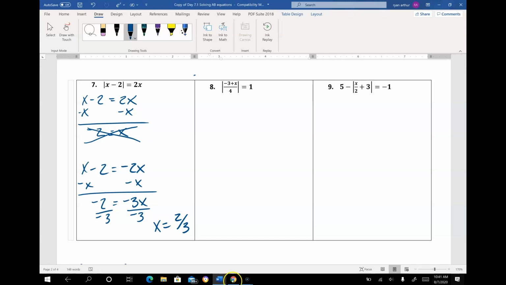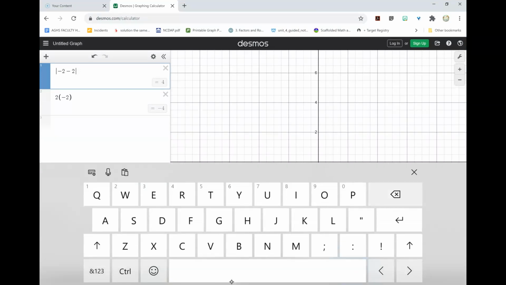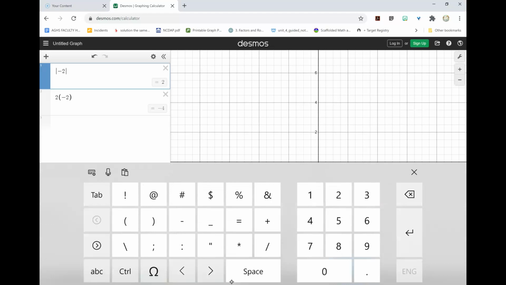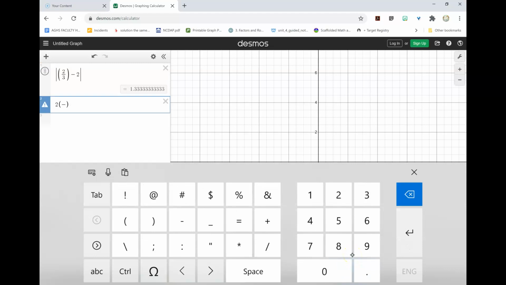Now let's try 2/3. So we're going to replace our negative 2 with 2/3. Okay. And I still put my fractions in parentheses. 2/3. You really don't have to on Desmos. So 2/3 minus 2 gives us that. Now let's replace this 2 with 2/3 also.